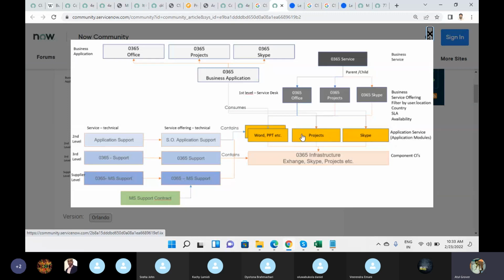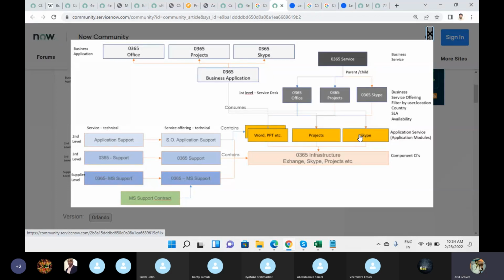Now, if I have an application here, and in the background I have components. These are the CIs: this Skype is running on which server, this project is running on which server, this part will be running on which server. That is the CI part.